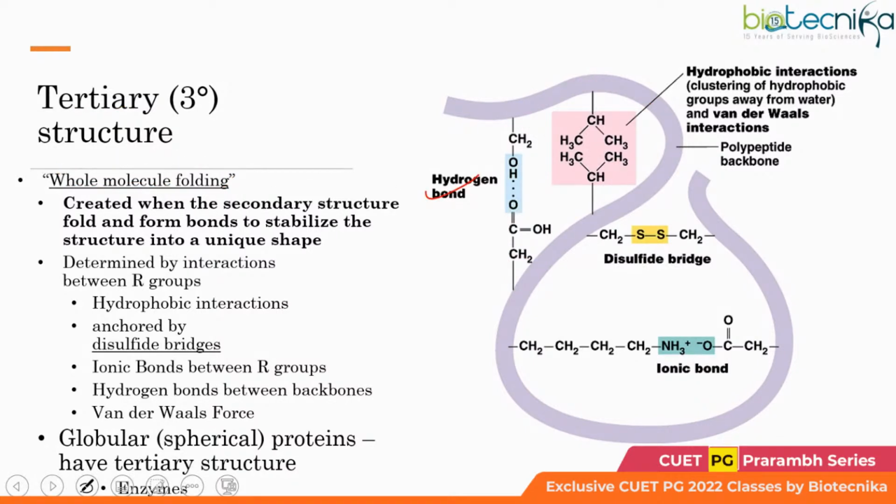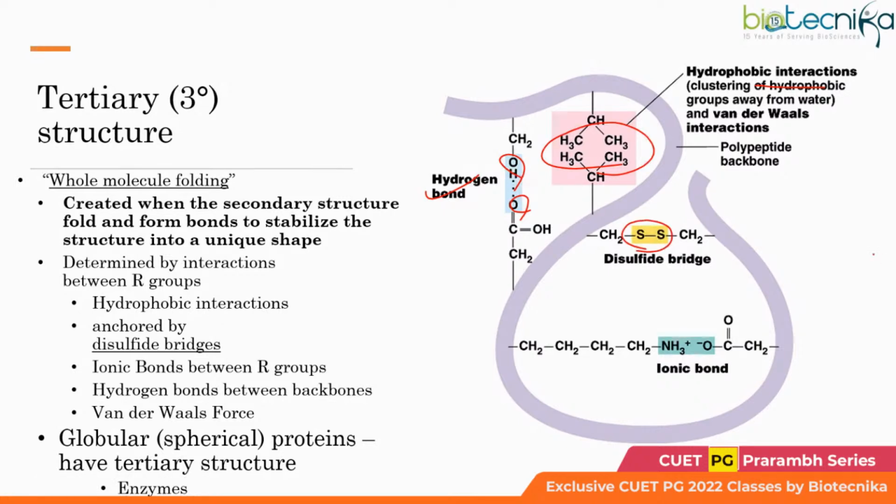Here different types of bonds can be present. You can have a hydrogen bond between an OH group and the oxygen of another one. You can have hydrophobic interaction, where hydrophobic groups cluster together to stay away from water. Van der Waals interactions can also be there. Disulfide linkages are there between two cysteine residues.